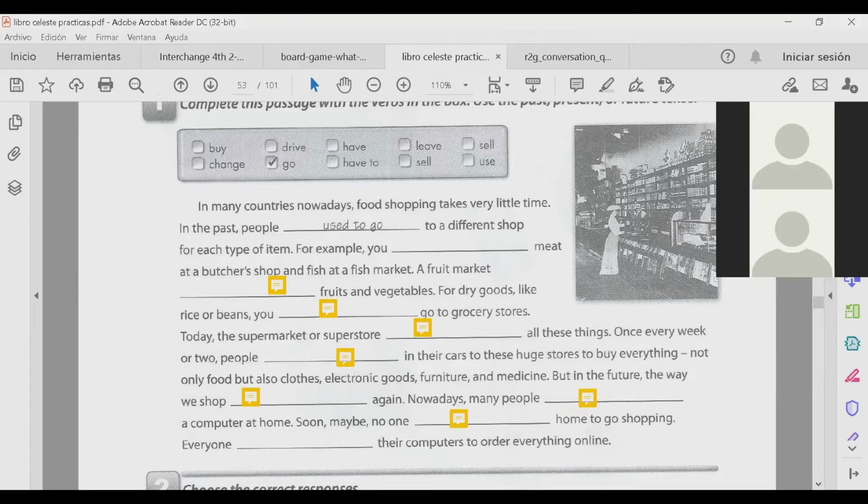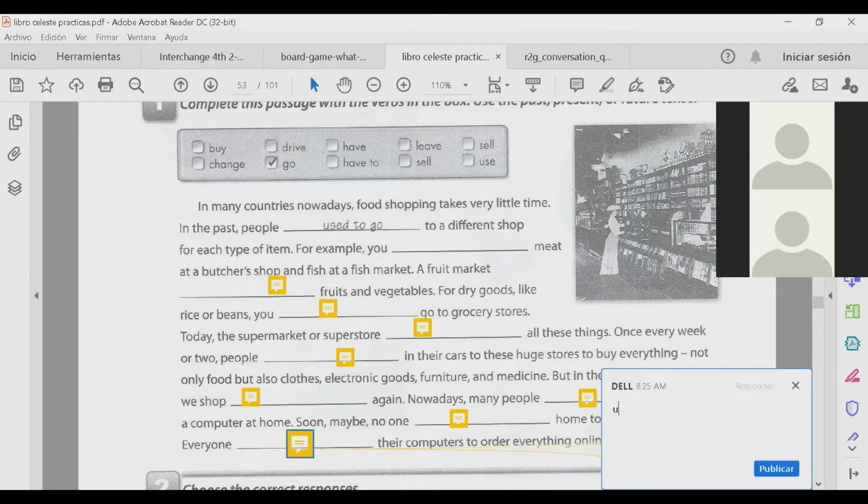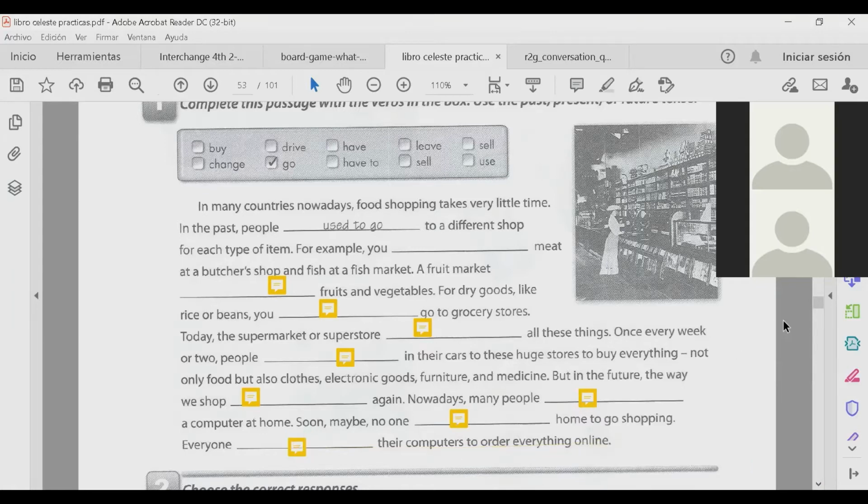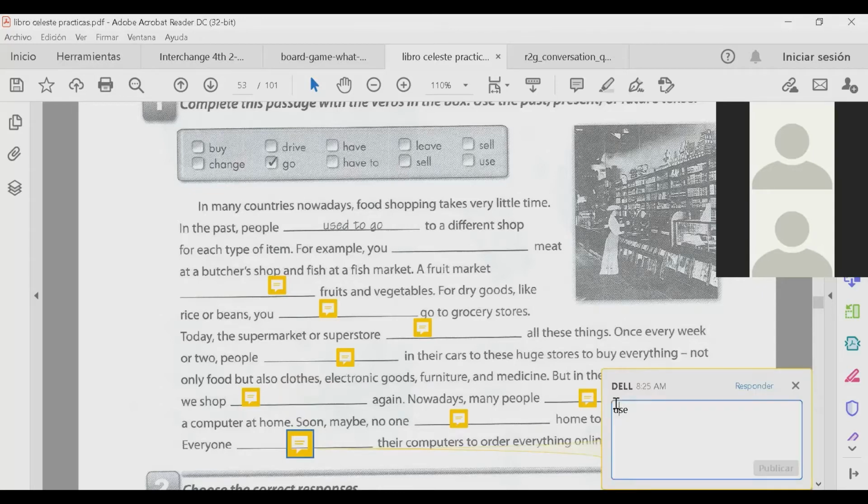And finally here, everyone uses their computers to order everything online. This one in here, guys, is definitely use, right? Everyone uses their computers to order everything online. Well, it is happening, guys. Talking about the last one, it is happening nowadays, that people are using the computers to order.